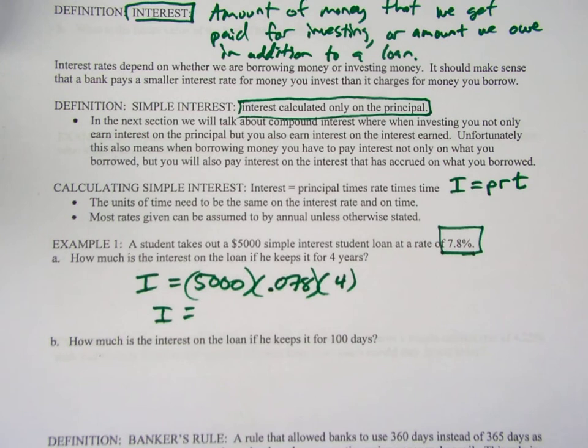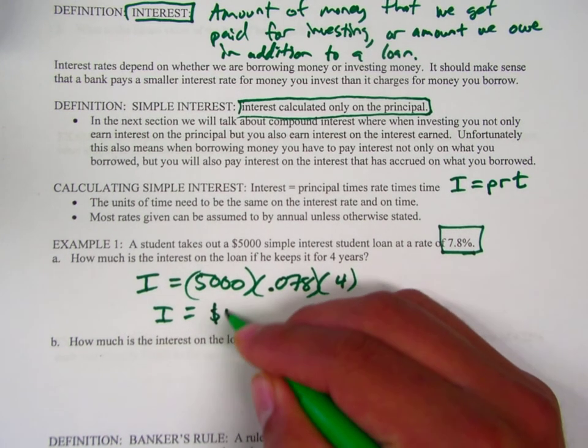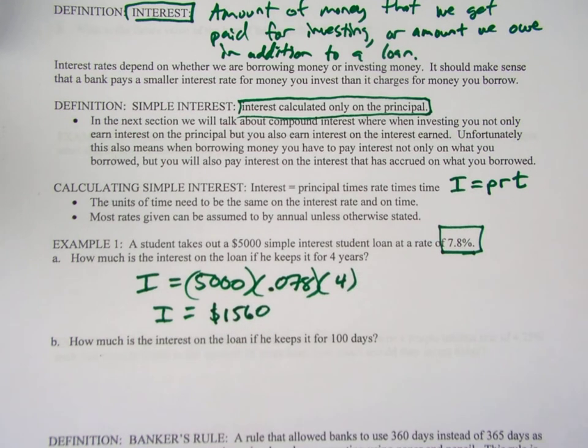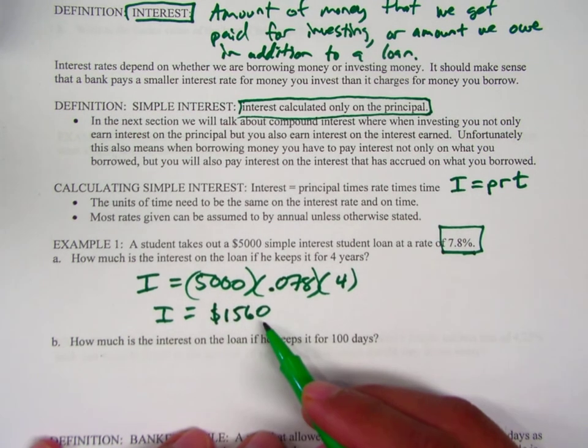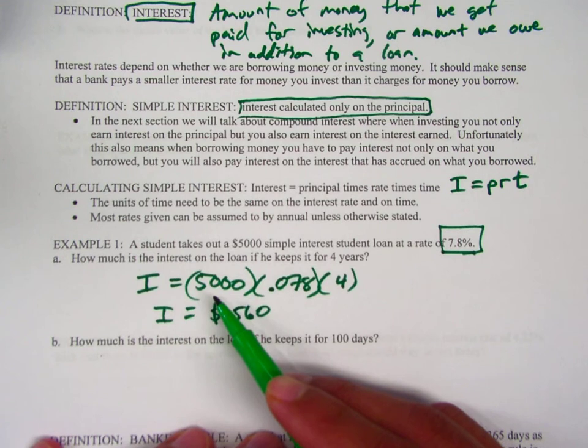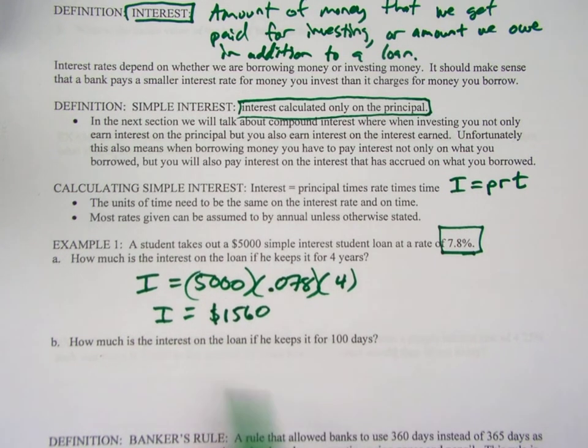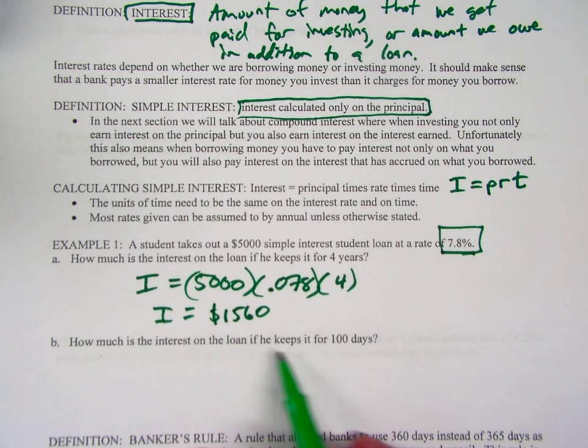Come on, folks. YouTube's waiting. 1,560? Okay. So that's how much interest you have to pay on top of the $5,000 you got to pay back. Does that make sense? Okay. How much is the interest if the loan is for just 100 days?